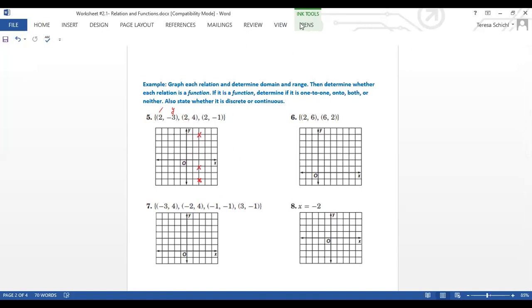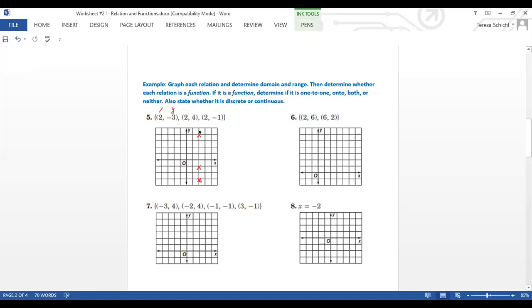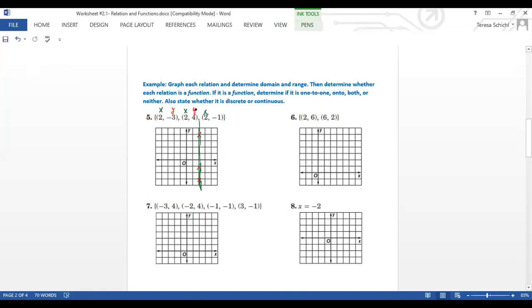So okay, is this a function or not? No, because they are on a vertical line, right? That means the same value of x. So x is the domain, and y is the range here, right? So in here, we know this one is not a function, right? Not a function.